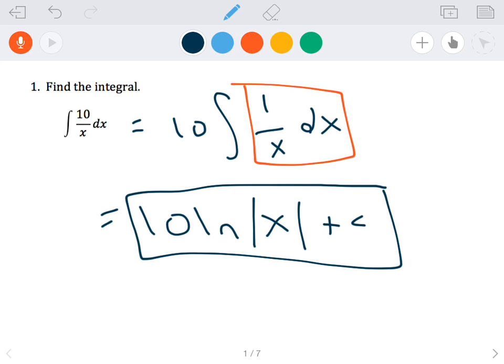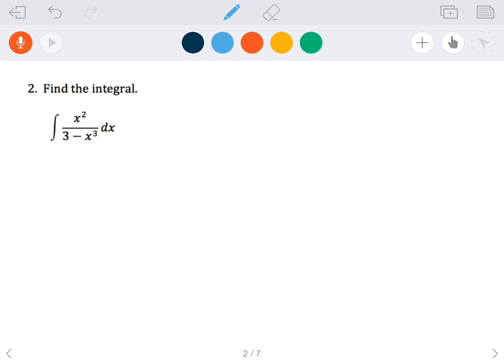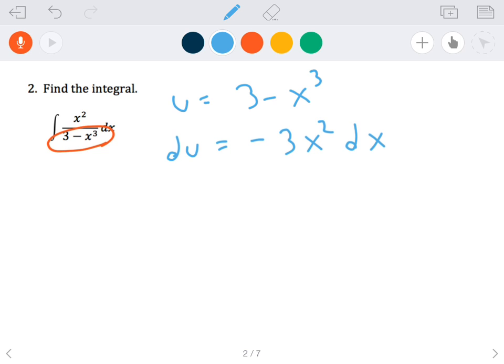Now, of course, it's not always that simple. Find the integral of x squared over 3 minus x cubed. These problems almost always work if you will set the denominator equal to u. So I'm going to let u equal 3 minus x cubed. Take the derivative of both sides and solve for dx.